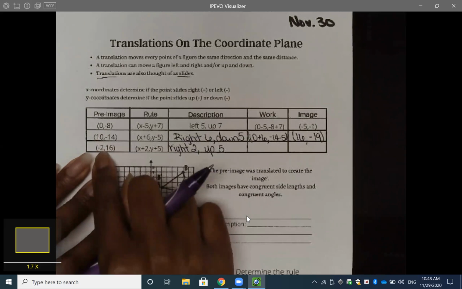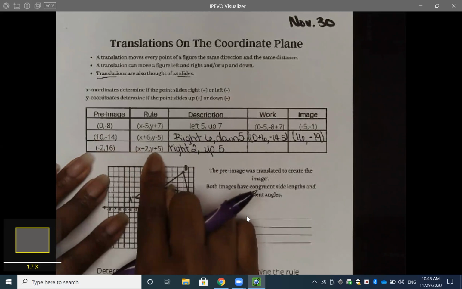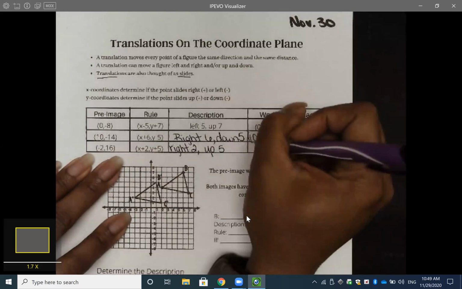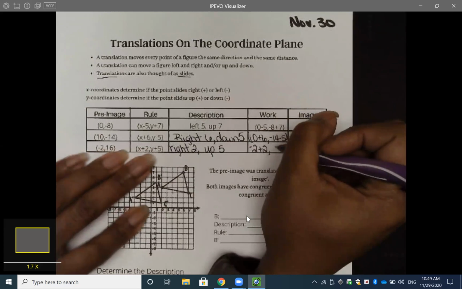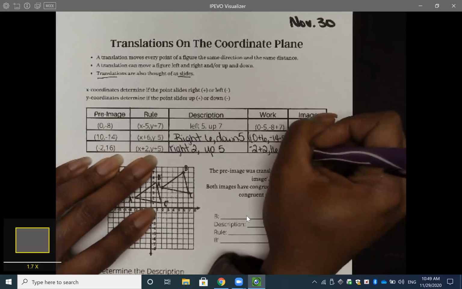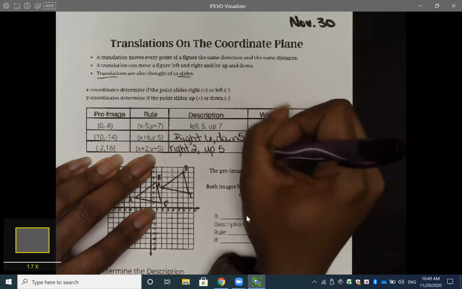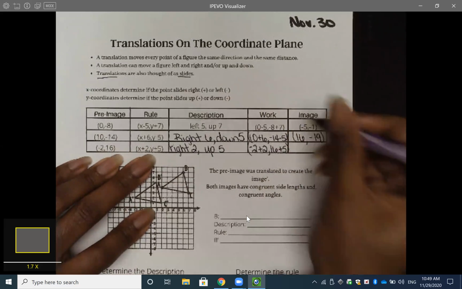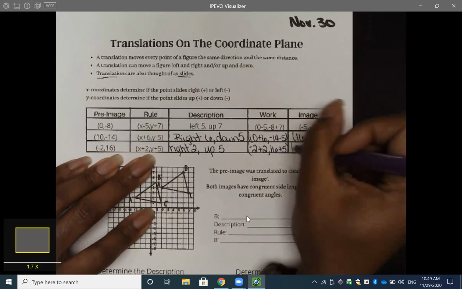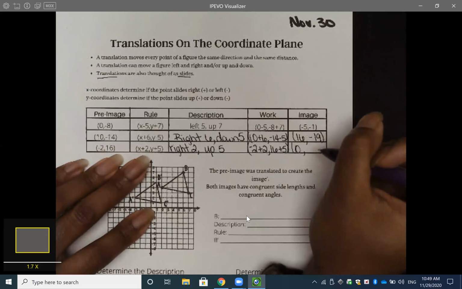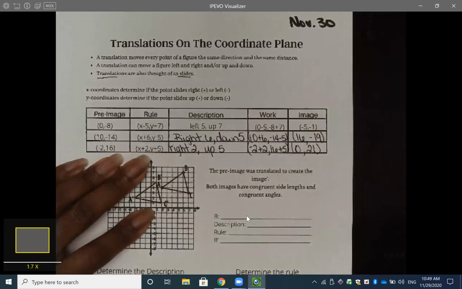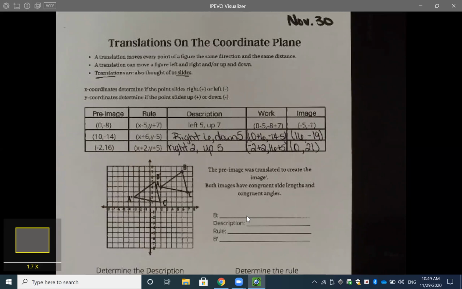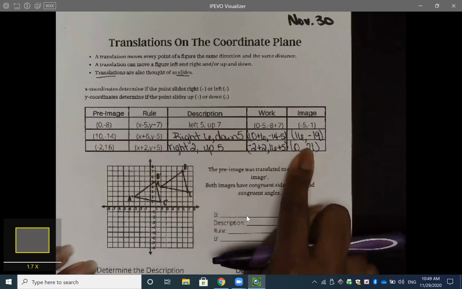So now I'm going to take my original points and plug it into this x and y to do my work. So my x is negative 2. So I have negative 2 plus 2, comma, my y was 16 plus 5. Negative 2 plus 2 is 0. And 16 plus 5 is 21. So that's what my new point would be. Okay, that is one way to finding out how to go from your pre-image to your image.